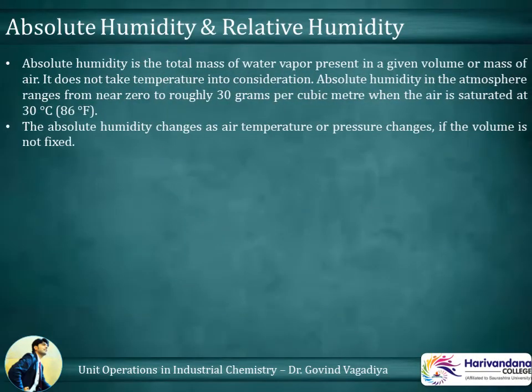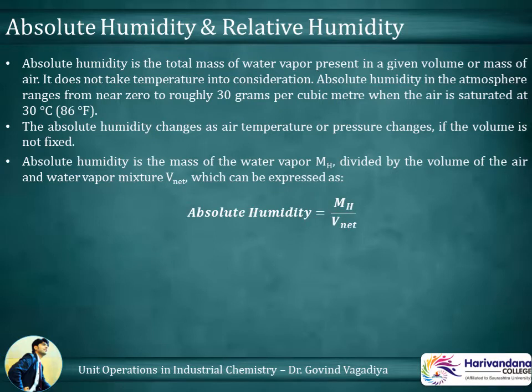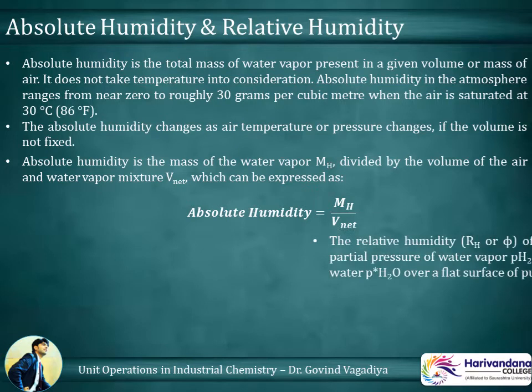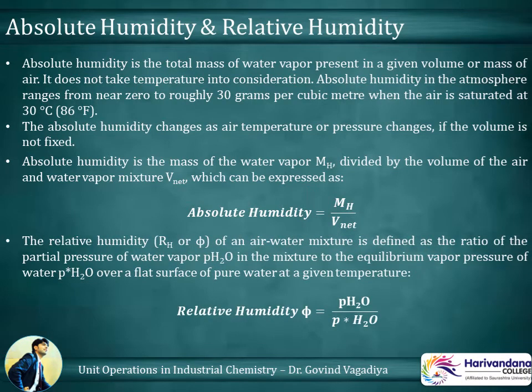Absolute humidity and relative humidity. Absolute humidity is the mass of the water vapor, mH, divided by the volume of the air and water vapor mixture, Vnet. The relative humidity, RH, of an air-water mixture is defined as the ratio of the partial pressure of water vapor, pH2O, in the mixture, to the equilibrium vapor pressure of water, P*H2O, over a flat surface of pure water, at a given temperature.